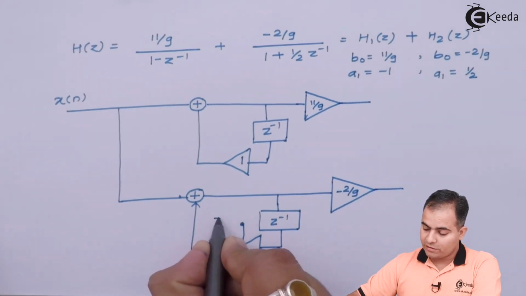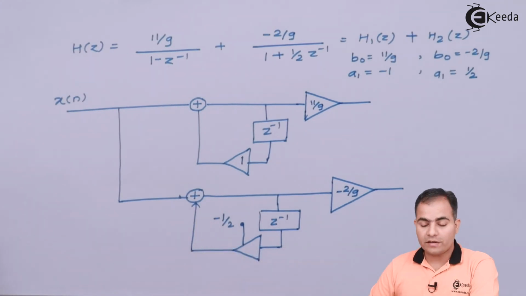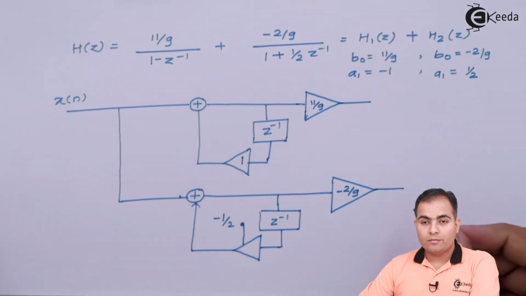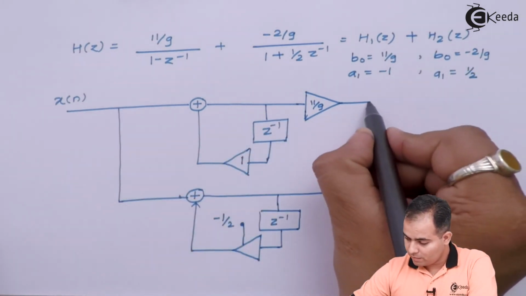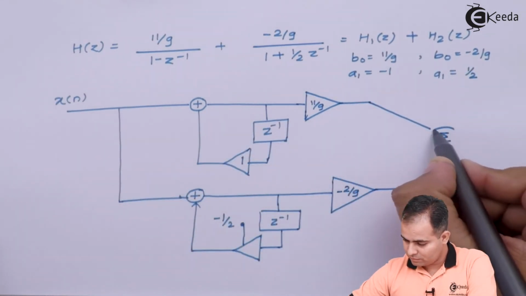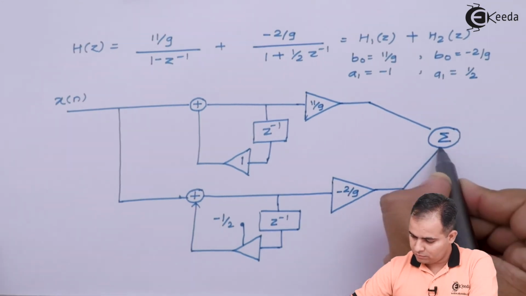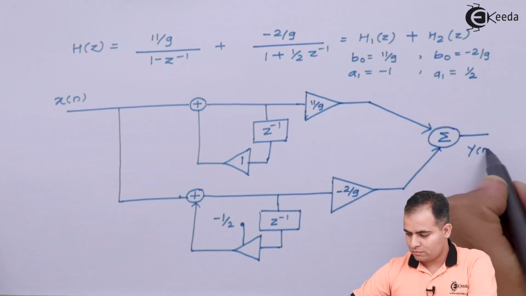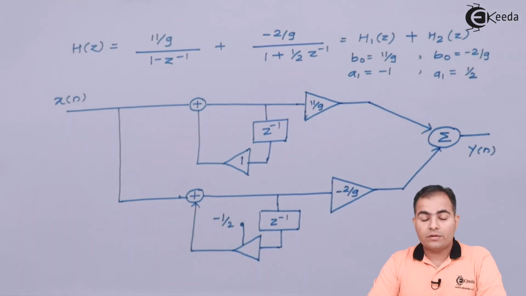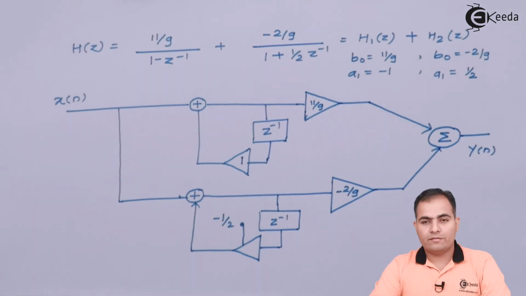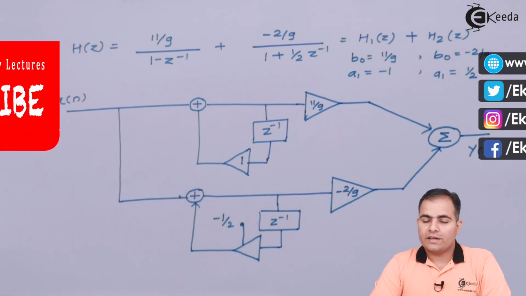I'm writing outside this block by connecting one wire, and at the end both the values will be added, so I'll use a summation. So this is all about cascade form and parallel form. The first three videos or first three numericals are based on DF1 and DF2, and the next three videos are totally based on cascade and parallel.